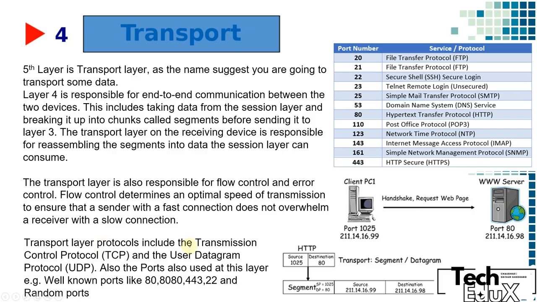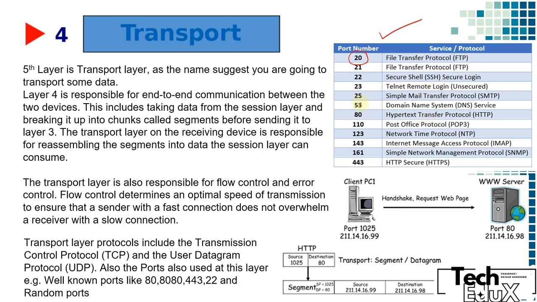Transport layer protocols include the Transmission Control Protocol, TCP, and the User Datagram Protocol, UDP. Also, the ports are used here, for example, well-known ports like 80, 8080, 443, and random ports. That is why I have mentioned this chart, the port numbers here. If you want to be a very good network engineer, network administrator, you have to focus on remembering these port numbers instead of just FTP, SSH, telnet, and these kinds of things.